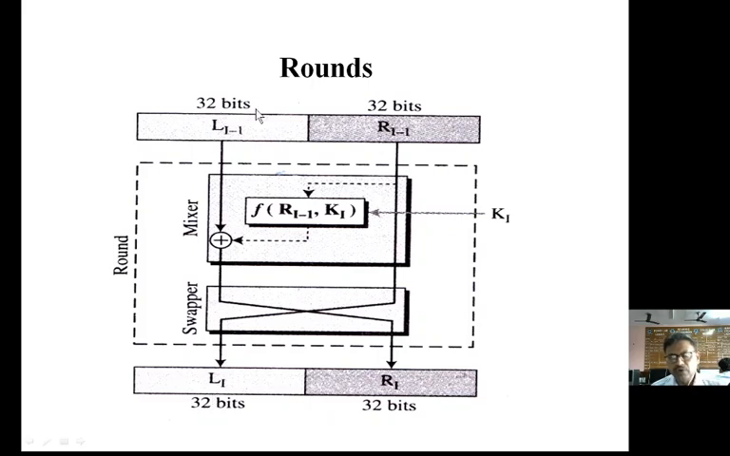So what happens in one round: the LPT and RPT are processed, and with the help of K1 we process the RPT, and then we mix it with the LPT, and whatever the result is, that will become the next round's RPT, and the original, previous RPT will become the next LPT for the next round.